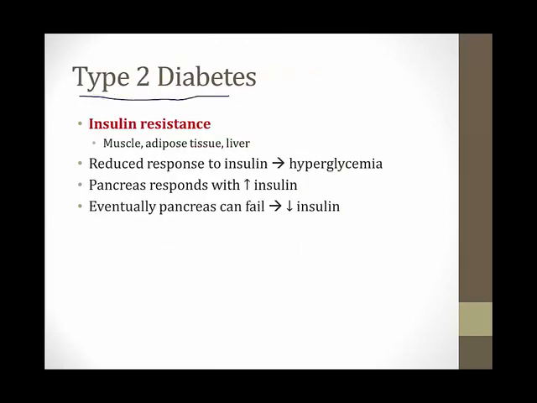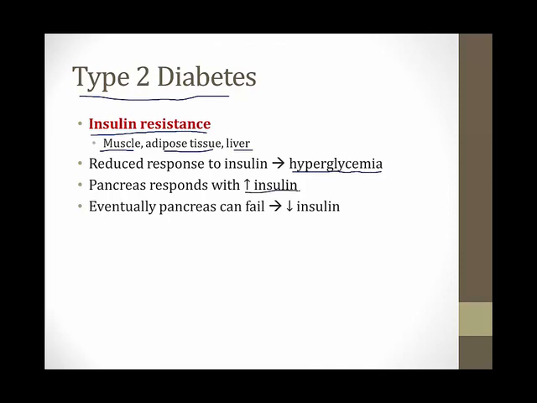So type 1 diabetes was caused by a loss of insulin production from the pancreas. Type 2 diabetes, in contrast, is caused by insulin resistance. Muscle tissue, adipose tissue, and the liver become resistant to the insulin hormone. When there's a reduced response to insulin, hyperglycemia develops. The pancreas responds to the hyperglycemia by increasing its insulin production.